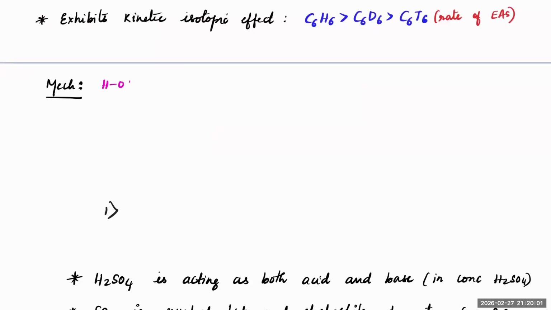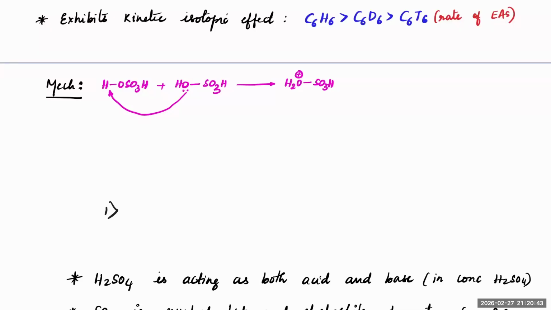If you take HOSO3H, this is the acidic part of it. And the second mole of sulfuric acid, I can write as HOSO3H here, correct? In that case, this O will act like a base and extract a proton from here. So that makes it H2O with SO3H plus.